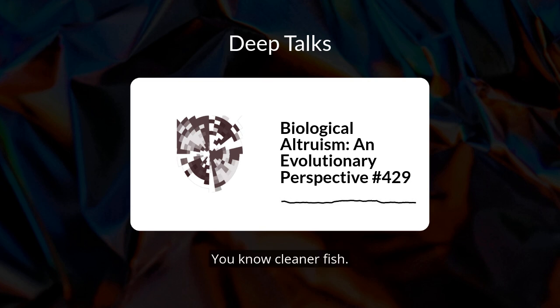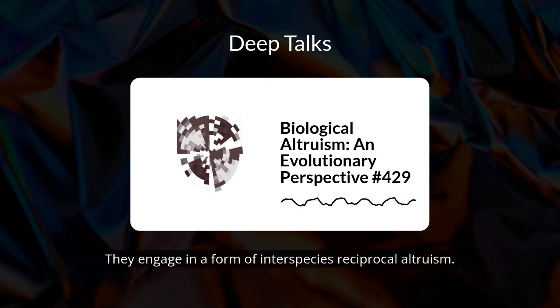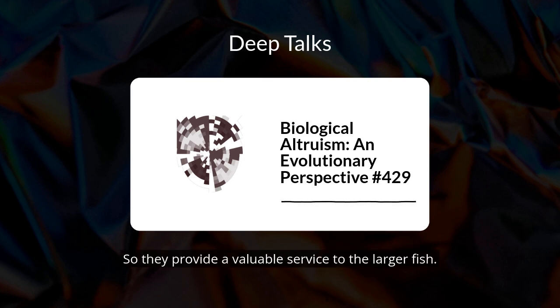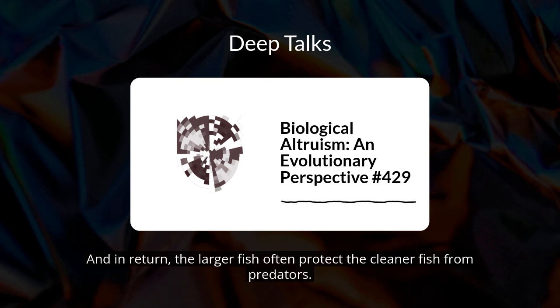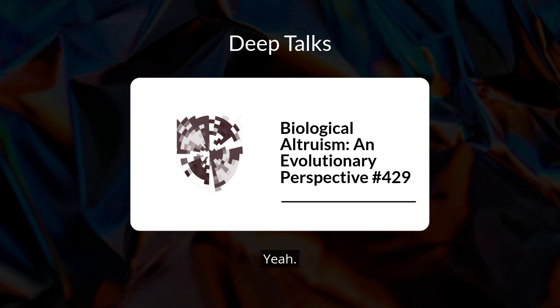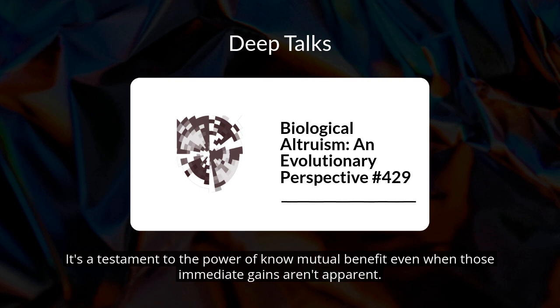Cleaner fish? Oh yeah, the cleaner fish. Those little fish that remove parasites from larger fish. They engage in a form of interspecies reciprocal altruism. Even between different species, they're cooperating. They provide a valuable service to the larger fish. They clean them, get rid of the parasites. And in return, the larger fish often protect the cleaner fish from predators, even if it means delaying their own escape. So it's pretty amazing. Even though they don't speak the same language, they're able to cooperate. It's a testament to the power of mutual benefit, even when those immediate gains aren't apparent.